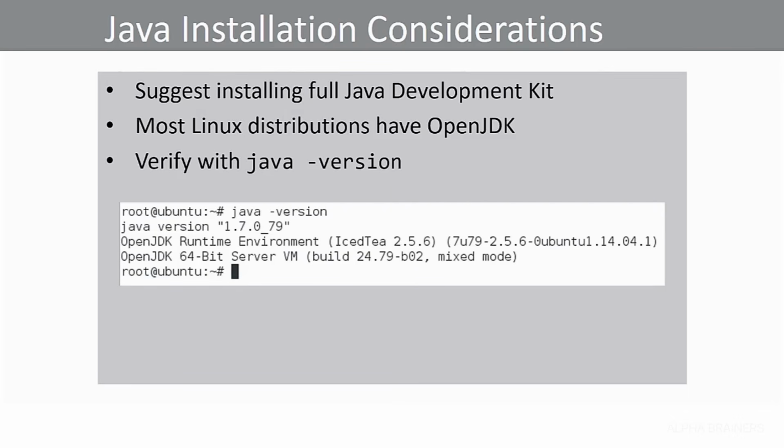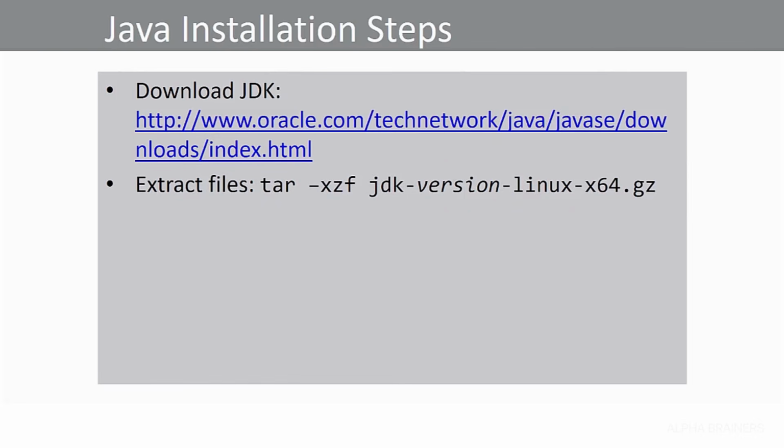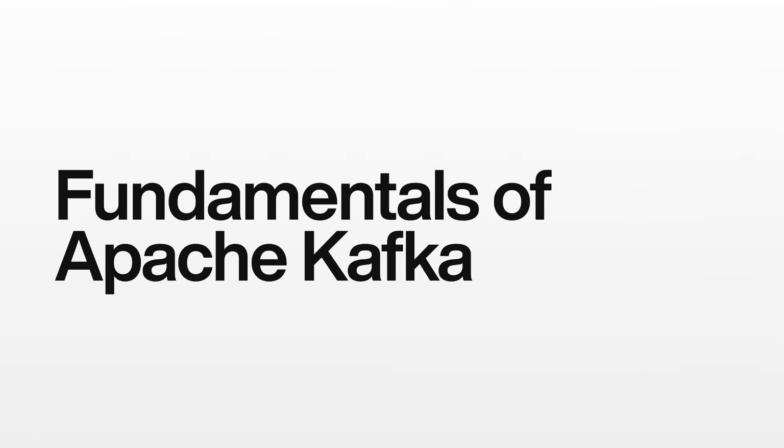If you don't have it installed, then to install it, what you probably want to do is download it. In this case, I'm downloading it from Oracle itself. And then you can extract the files. After you extract the files, you probably want to move it to the correct directory, whatever directory you want to store it in, and modify your path so you can find that. Put it in /usr/local/bin, for instance. And then there's a command called alternatives. Alternatives allows you to specify the location of where the Java software is.